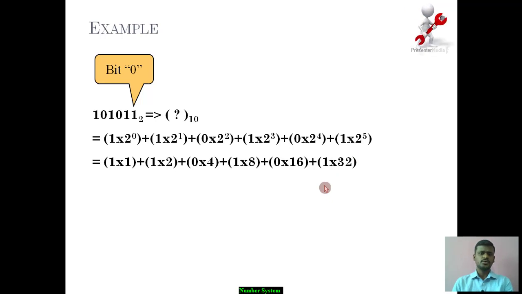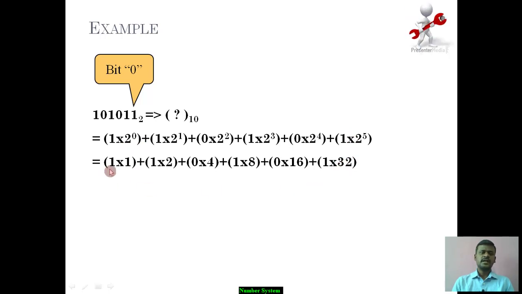That means 2 into 2 is 4, 4 into 2 is 8, 8 into 2 is 16, 16 into 2 is 32. So we have simplified the same equation here.